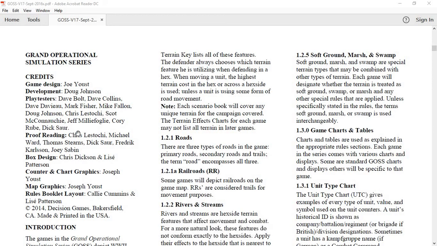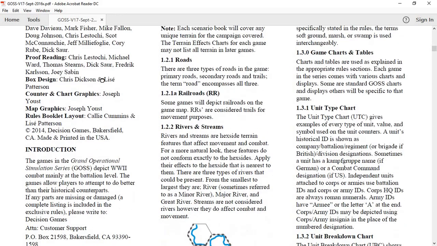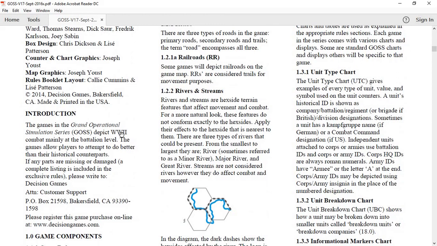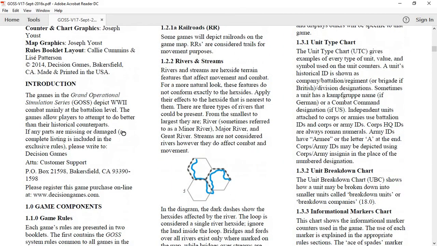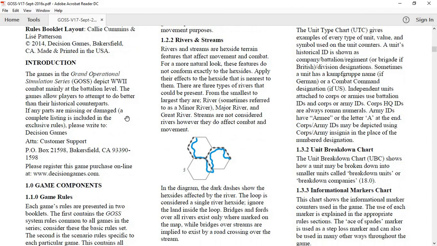Off-the-shelf Grand Operational Simulation series. The games in the Grand Operational Simulation series, or GOS, depict World War II combat mainly at the battalion level.